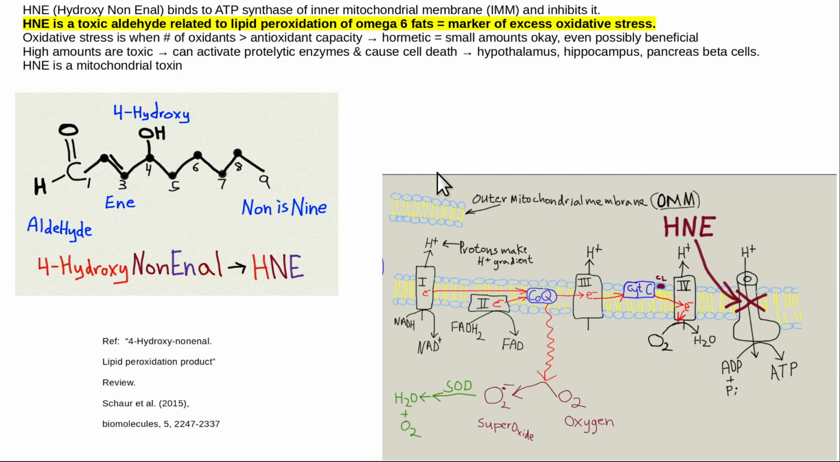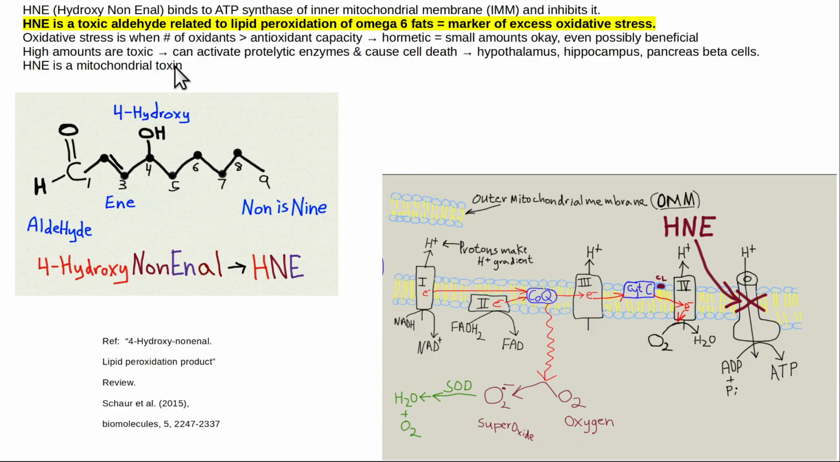HNE is a major problem because it inhibits ATP synthase in the inner mitochondrial membrane for ATP production. Anything that damages mitochondrial production of energy will tend to cause insulin resistance, and that's not good.